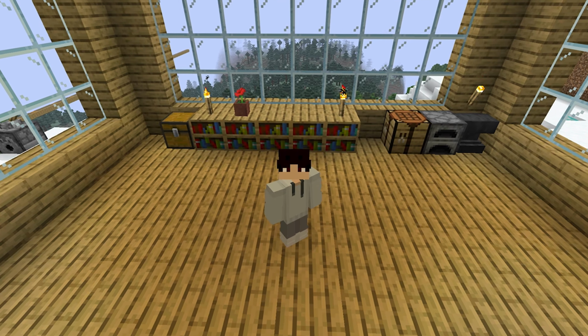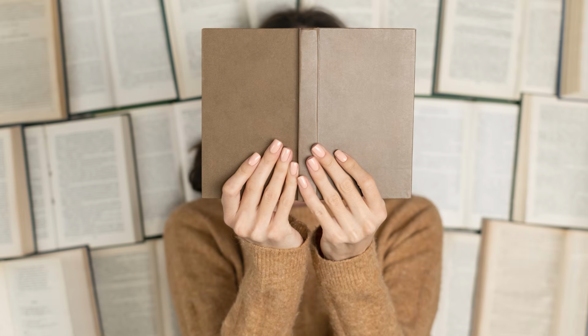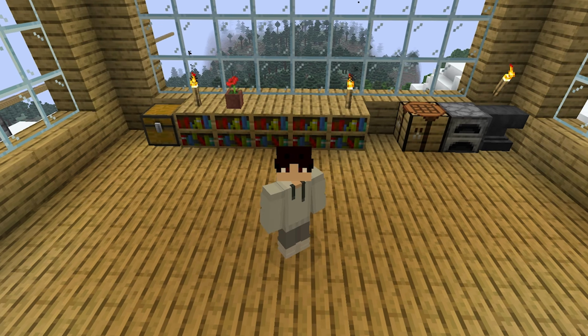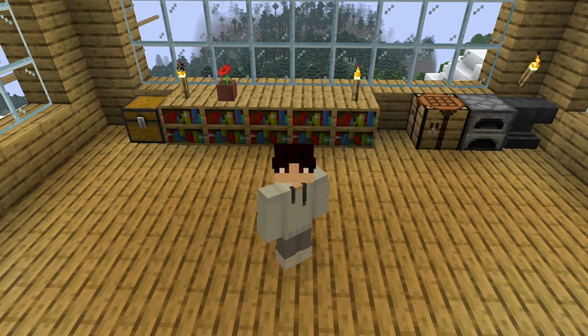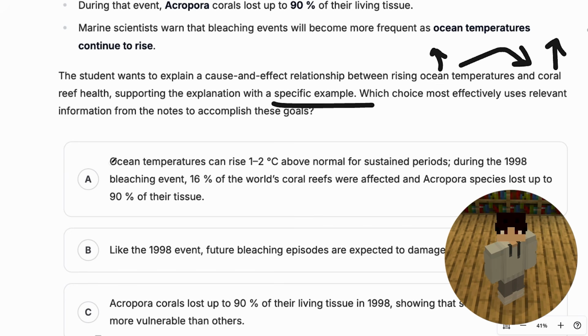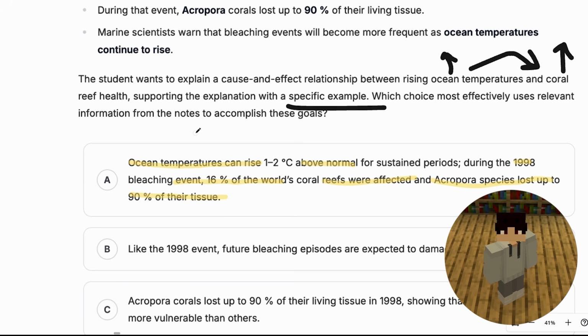Now, I just want to say for a second, let's say that you're getting really confused as you're reading. Let's say you just absolutely are not making any sense of this passage. One thing you can do is use highlighting to make more sense of it. What you want to try doing is highlighting just the words that are necessary to make a complete thought out of the sentence. So ocean temperatures can rise above normal. During the 1998 event, 16% of the world's reefs were affected. Acropora species lost up to 90% of their tissue. It's pretty clear what's being said there.